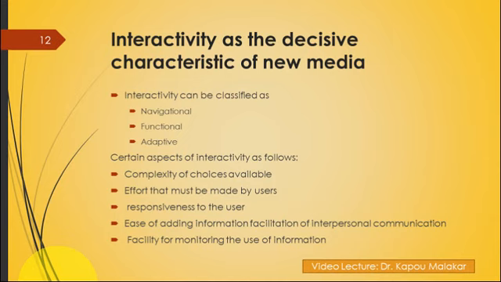So there are certain examples. Features include navigation links, buttons that have to be clicked in order to move from page to page, and the reader's opinion polls that are provided on many news websites. According to the function of interactivity, interactivity itself can be classified as navigational, functional, and adaptive interactivity.